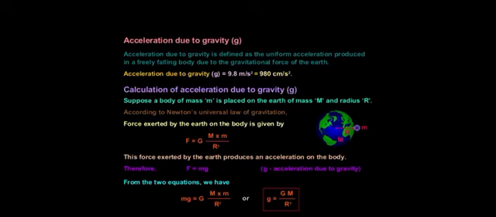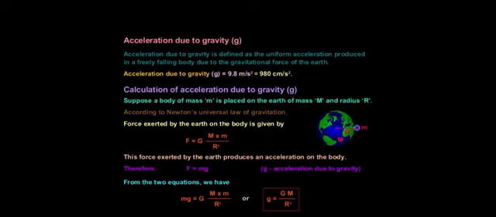So here you can see its definition. The acceleration due to gravity is defined as the uniform acceleration produced in a freely falling body due to the gravitation force of the earth, and it is represented by small g, and its value is 9.8 meter per second square. So we can calculate this value.